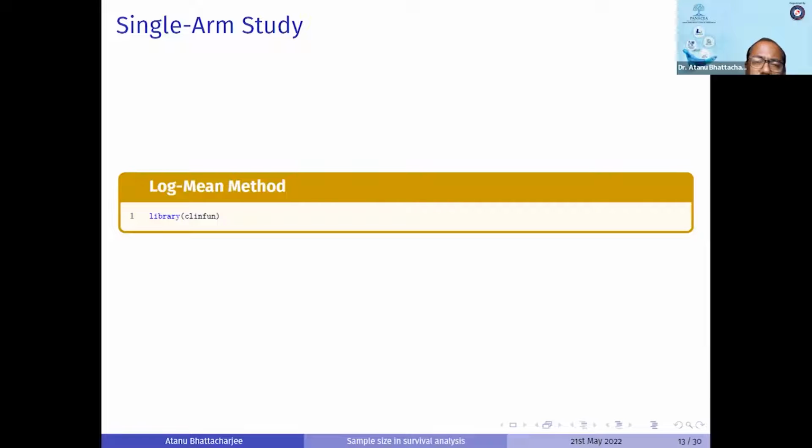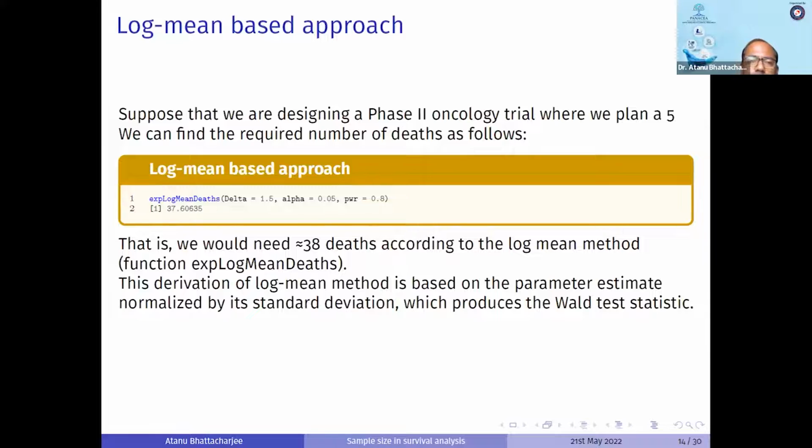There is a package in R also, library gsSurv you can use. It's a widely used package in R to calculate sample size for a single arm study. You can explore; there are so many materials in it. Suppose that we are designing a phase 2 study where we plan for a required number of events, or we can find a required number of days, as 5. So let's say that we calculate that sample size.